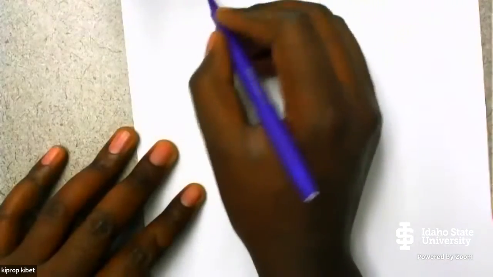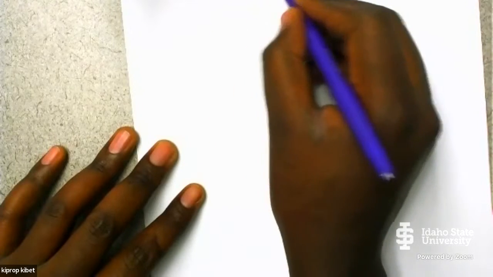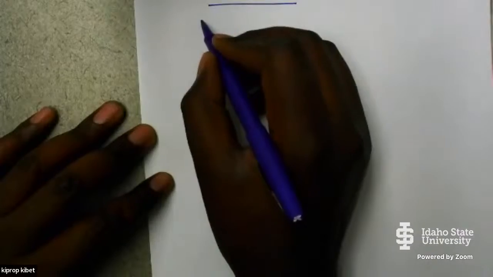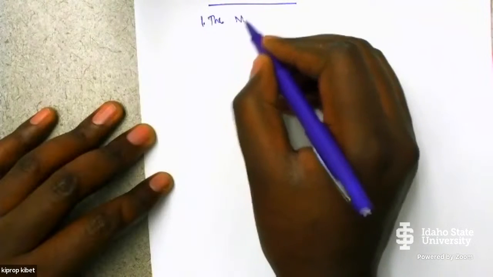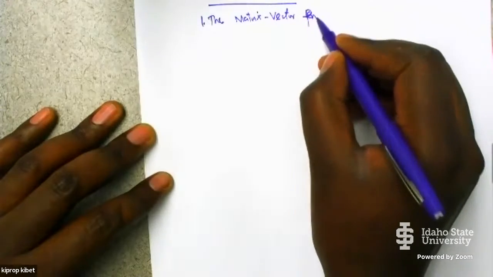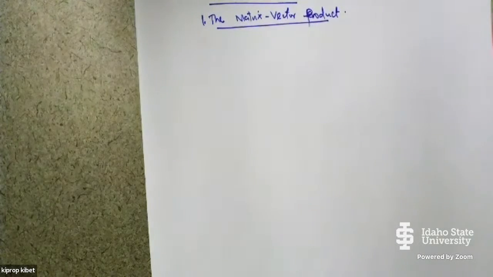The next section, which is 1.4, is matrix equation. In this, we can start with the first one, where we are going to look at the matrix vector product. So we're going to multiply a matrix by a vector.